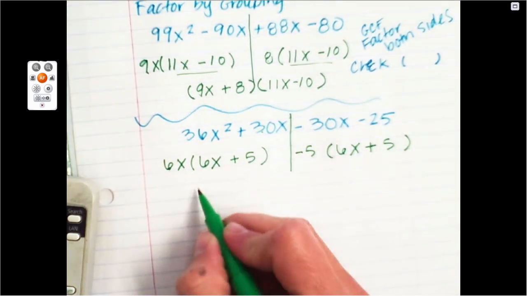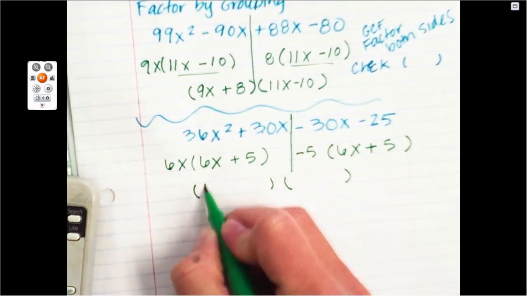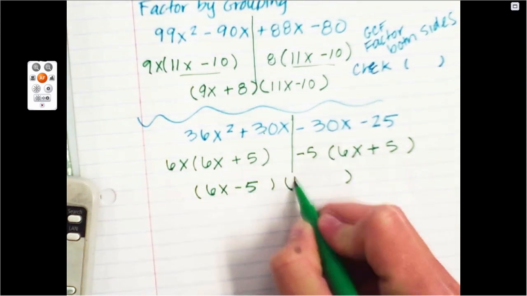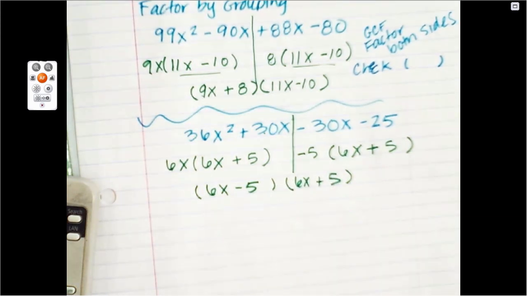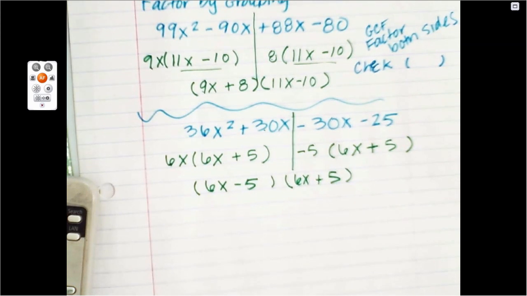So my two sets of parentheses, 6x minus 5, 6x plus 5. And this pattern is going to be the same for all of these, like where the x's end up being. You need to recognize these patterns. That will help you. Okay, on your whiteboard.